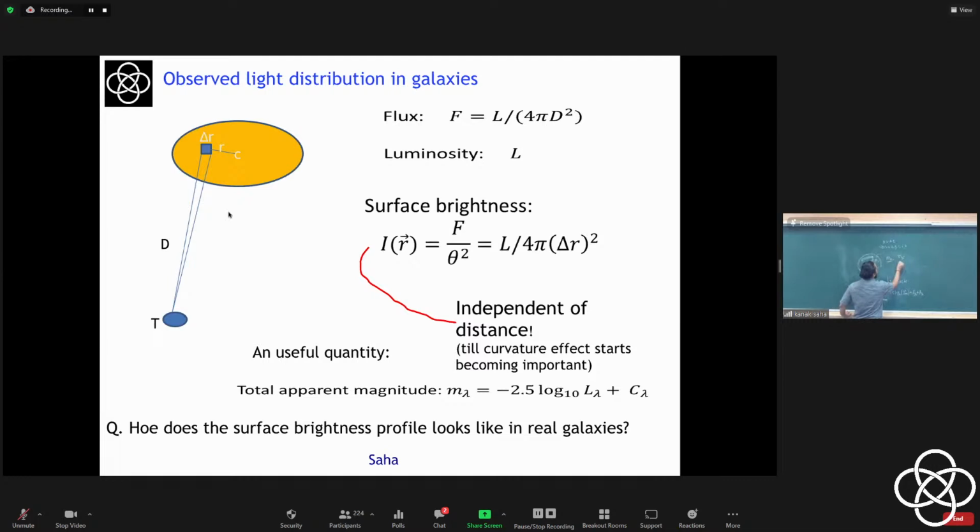So if you have this lambda and lambda prime, and lambda is less than lambda prime, then you can define the color of a galaxy. Color of a galaxy equals m lambda minus m lambda prime. Alright, so this is how you can define another useful quantity, the color of the galaxy. We will come to what the color of a galaxy means. You can see that this is at a shorter wavelength, and this is at a higher wavelength. So that's how we define the color of a galaxy.